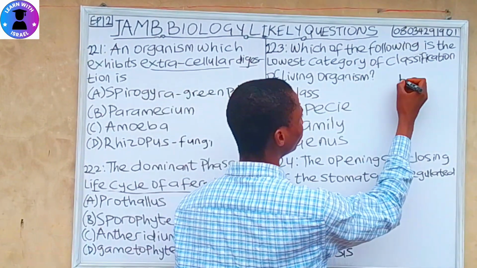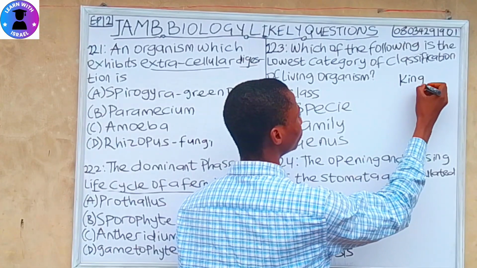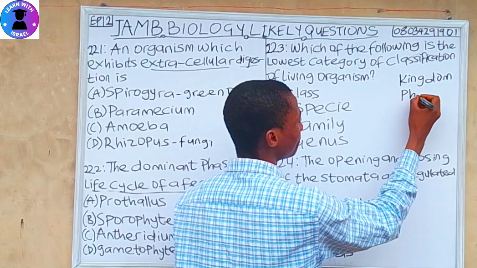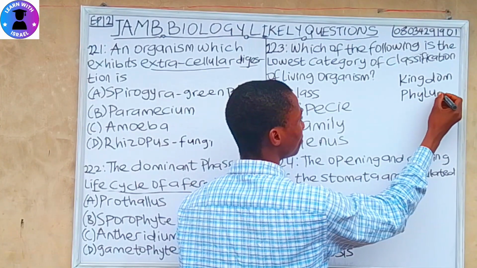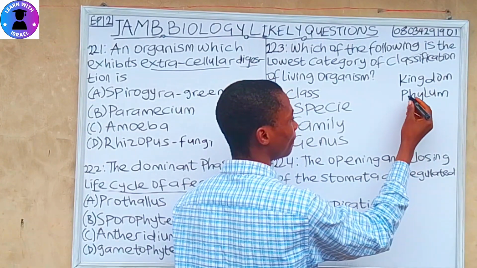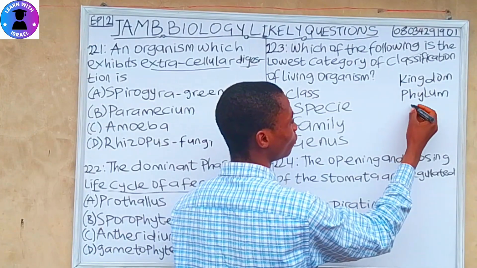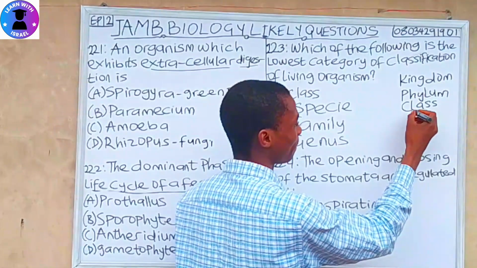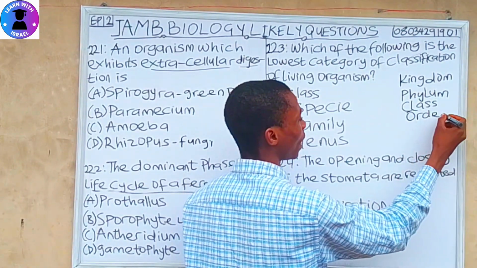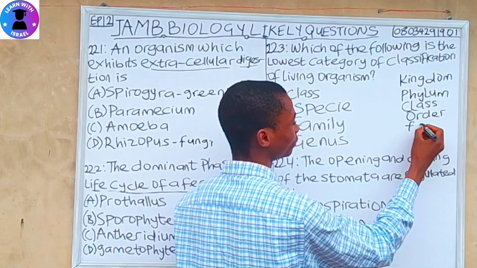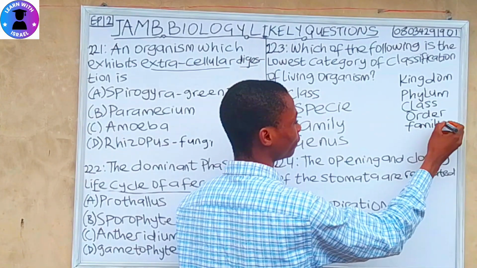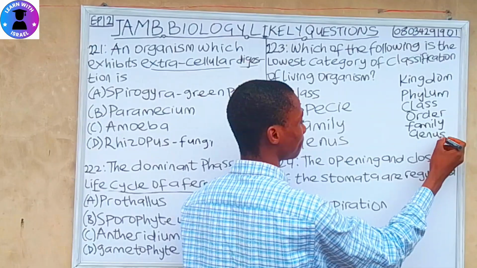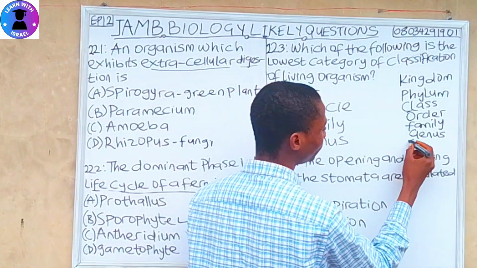We have the kingdom. We have the phylum. Kingdom, phylum, we have the class. We have the order. We have the family. Family make it 5. We have the genus. And we also have the species.